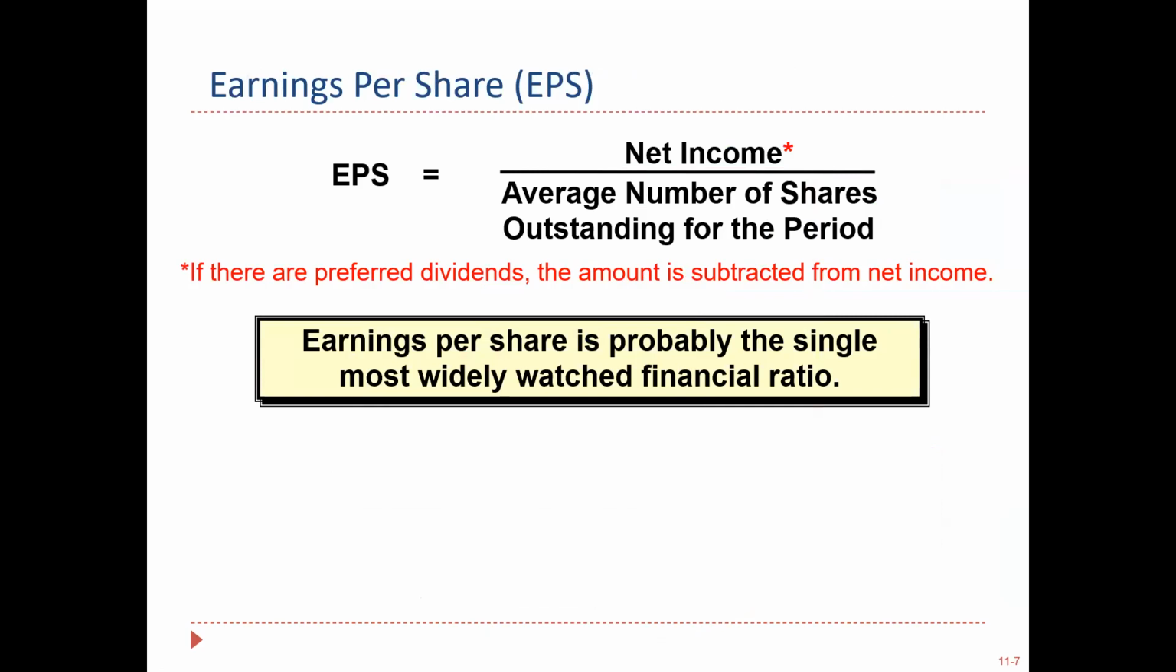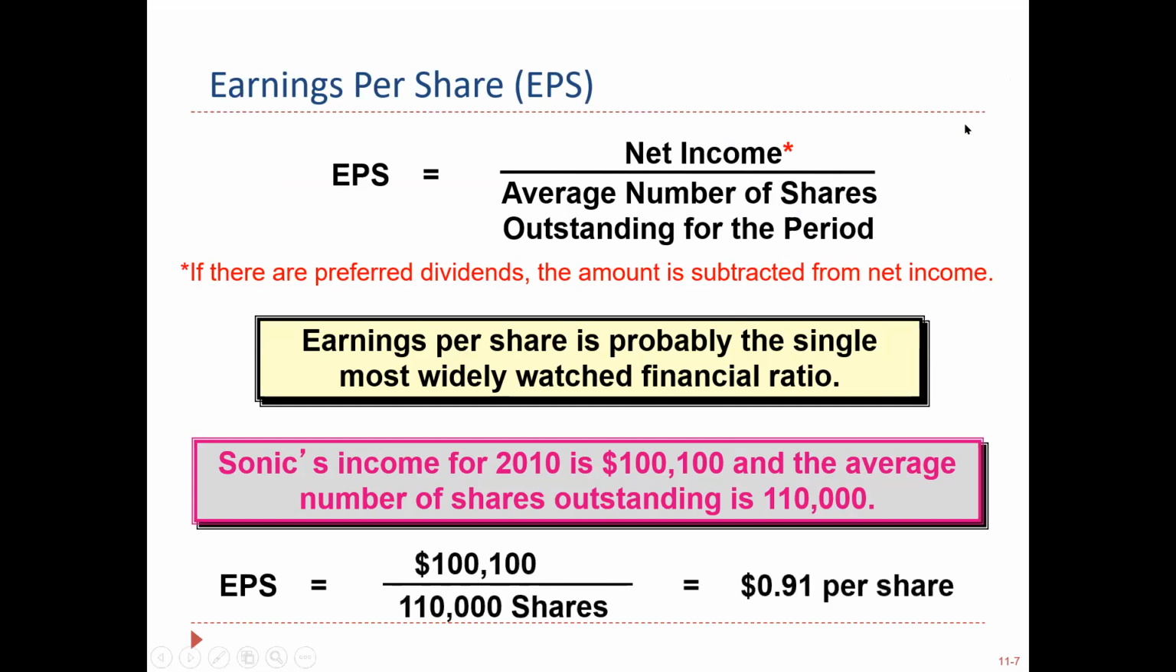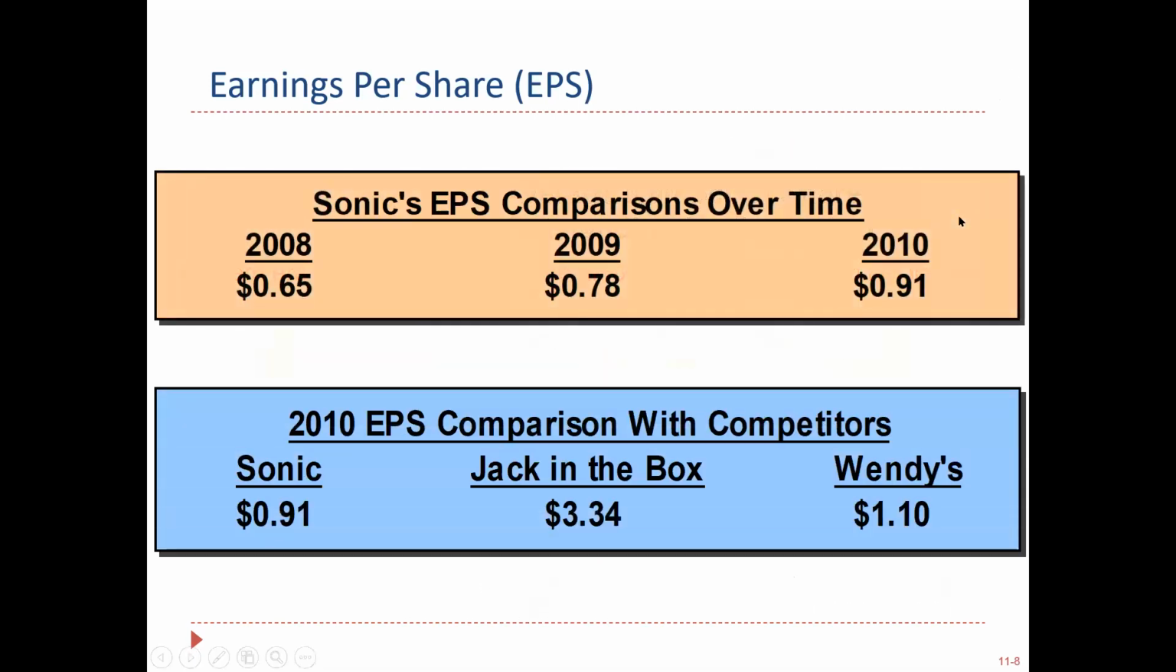Earnings per share, this will be on your next FSA. Income divided by the outstanding shares. And they're doing a little editorializing here, I guess. Earnings per share is probably the single most widely watched financial ratio. It might be. And here we go. Sonic's income for 2010 was $100,100. And the average shares outstanding is the same number. So that's not too hard to figure.